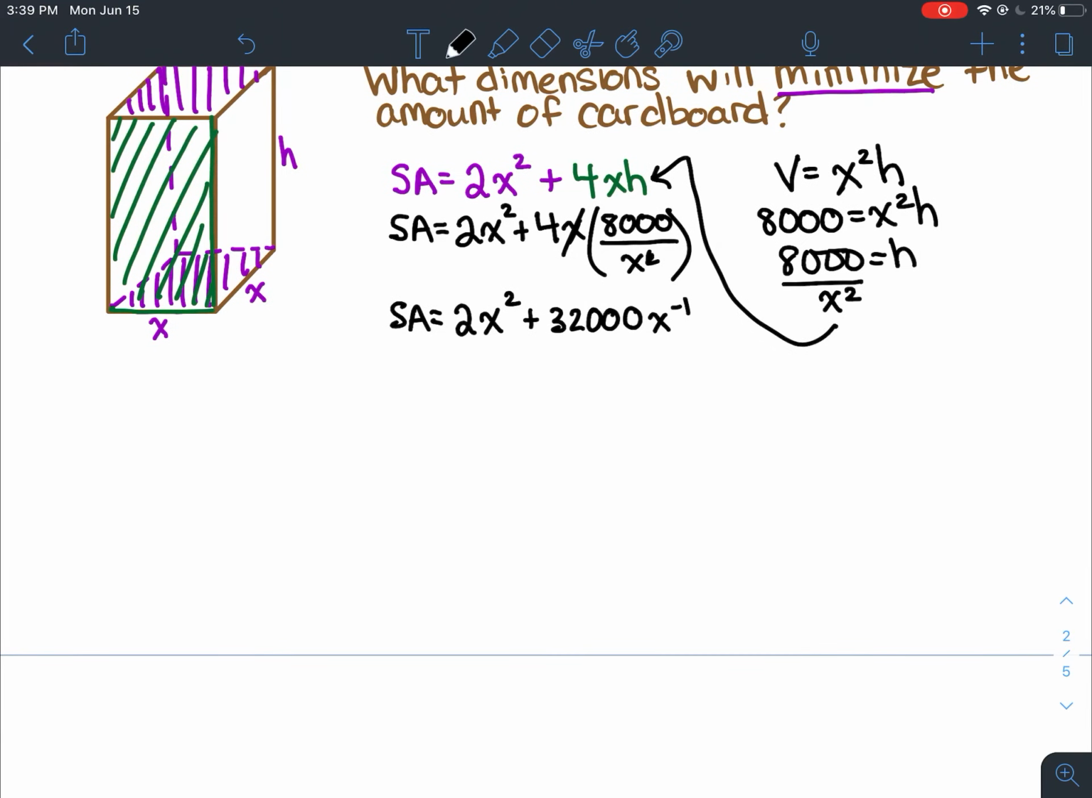Okay, so now we want to minimize that, so we're finding a critical point. If we want to find a critical point, then we're going to find the derivative and set it equal to 0. So I'm going to find the derivative of surface area, and I'm going to set it equal to 0. So the derivative is going to be 4x minus 32,000 x to the negative 2.